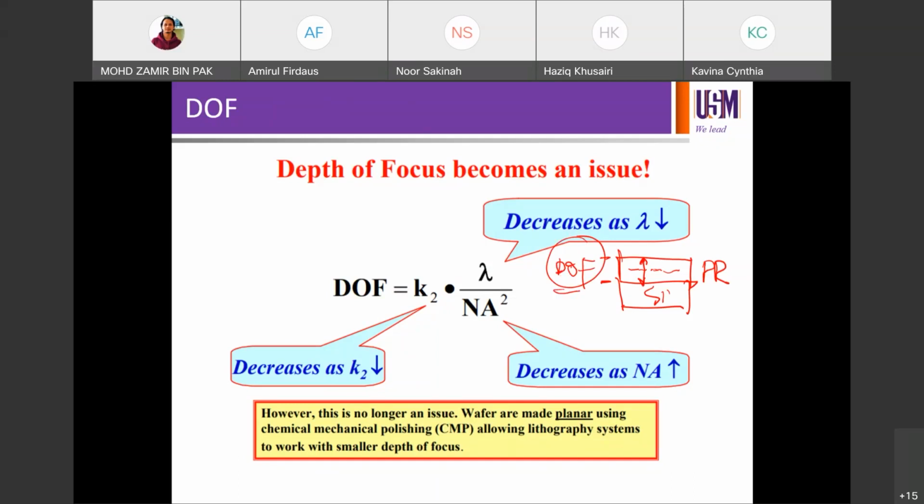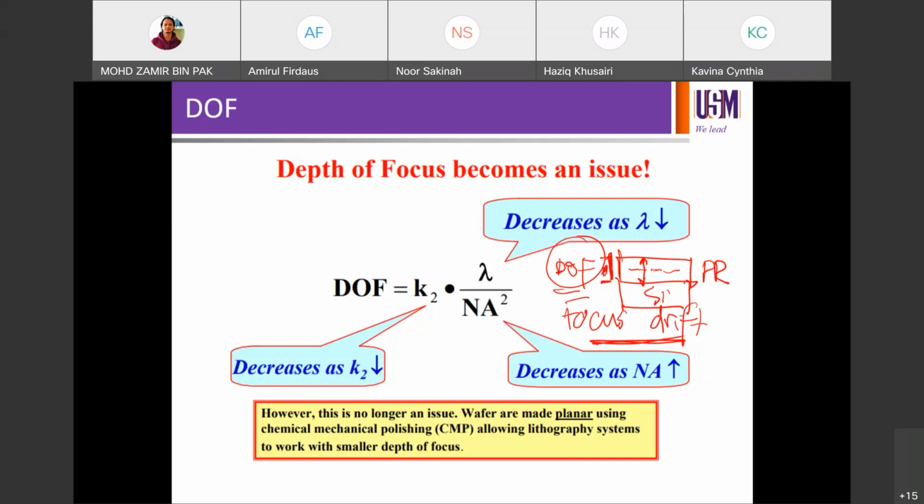So essentially you want the DOF to be as wide as possible. Depth of focus means your focus will not be affected over a wide range. Your focus will not drift. Focus drift is another issue in litho. And the focus will not drift in a wide exposure region, and you will still deliver the same good resolution. If your DOF is very small, that means you can only get a good focus within a very small region.